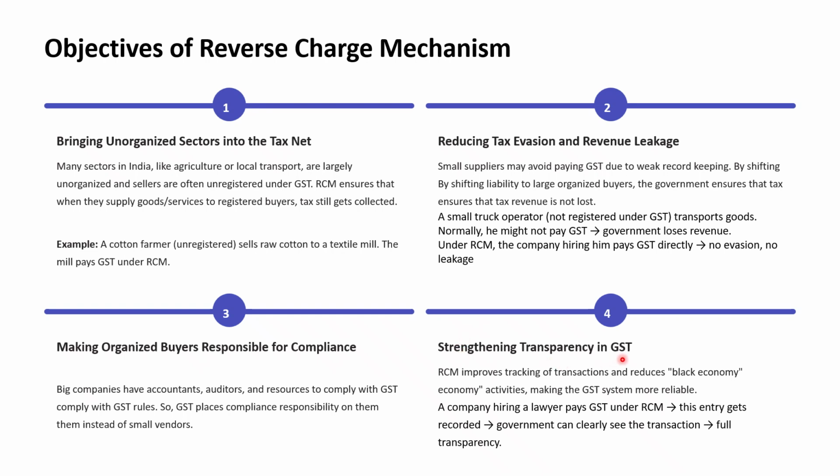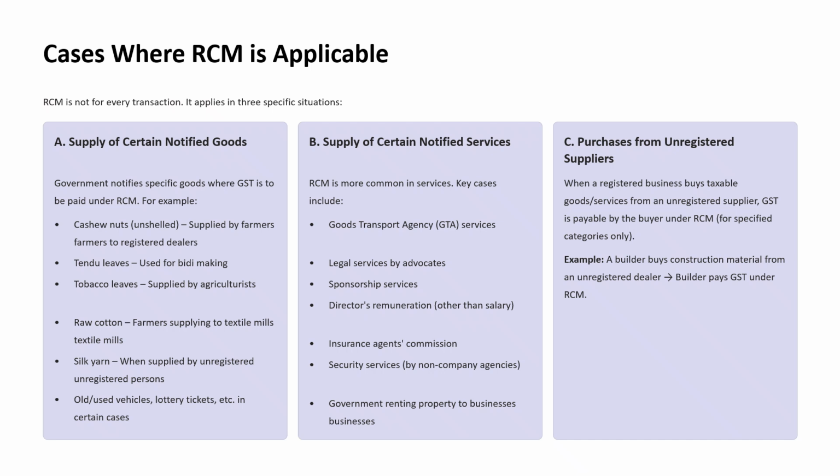Fourth, strengthening transparency in GST. RCM improves the tracking of transactions and reduces black money in the economy. For example, a company hires a lawyer and pays GST under RCM. This entry gets recorded and the government can clearly see the transaction, and it leads to full transparency.